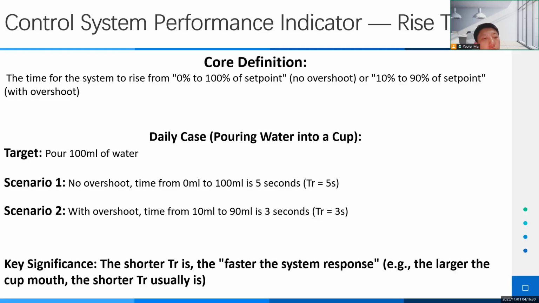Example, pouring 100 of water into a cup, set point is 100. Shorter TR means the system responds faster, like using a cup with a bigger mouth. You pour water faster, so TR is shorter.